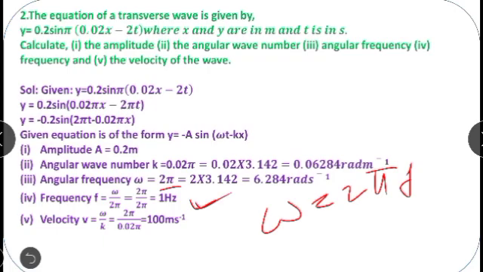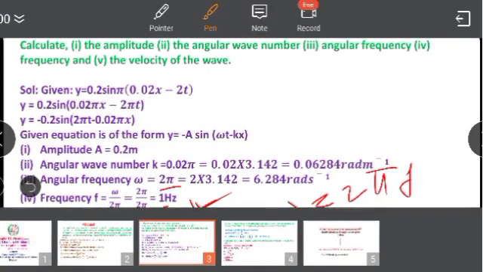Velocity is equal to omega by k. Then substitute the value of omega and k value. After simplification, how much did we get? Velocity is 100 meter per second. So in this way we have to solve the problem. Next problem.